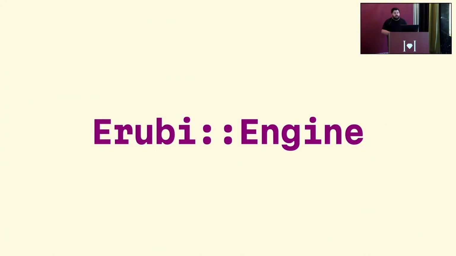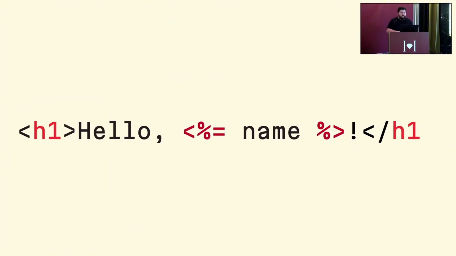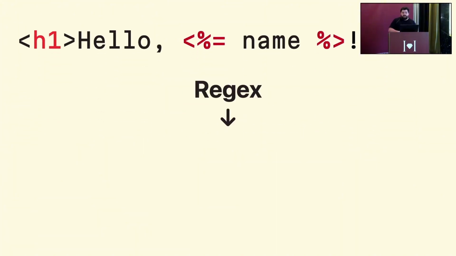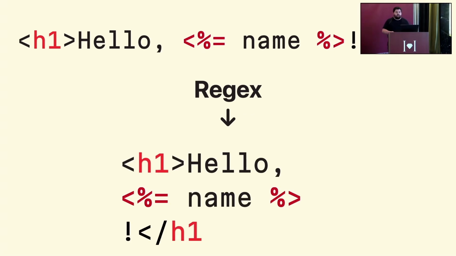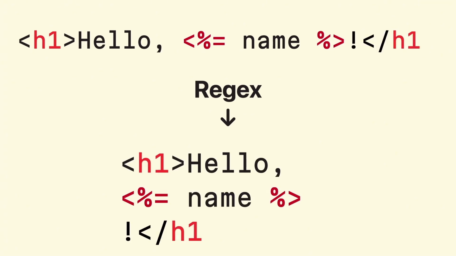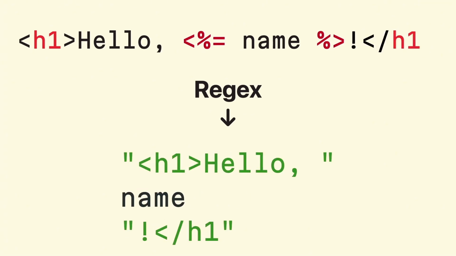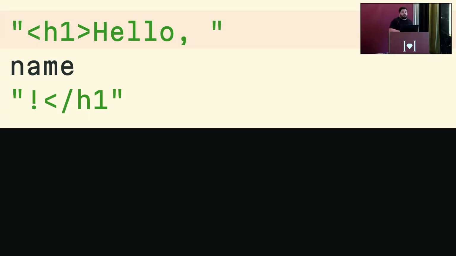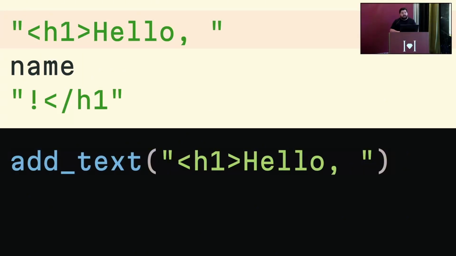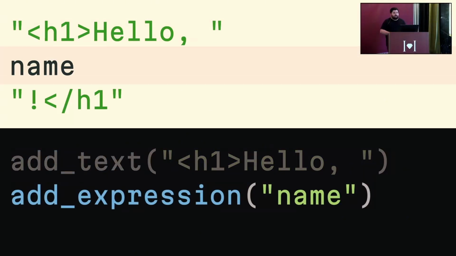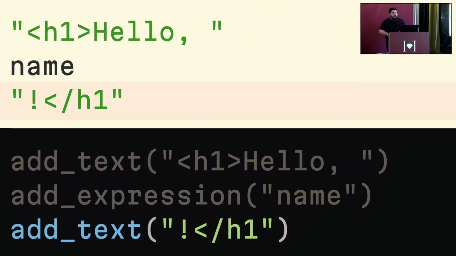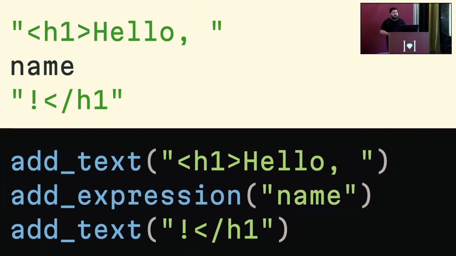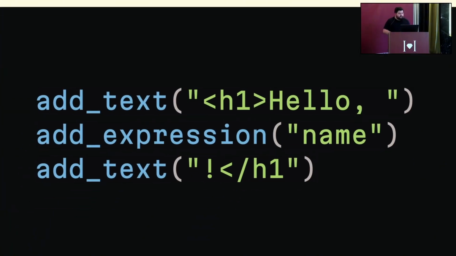And if you give ERB engine a template like this, it will use a regex to split this template into pieces of static and dynamic content. You can think of this as strings or Ruby code, like an array of those. And if you go over each of those and call add text for the static pieces and add expression for the dynamic pieces, we end up with a sequence of instructions of how this template is being compiled.